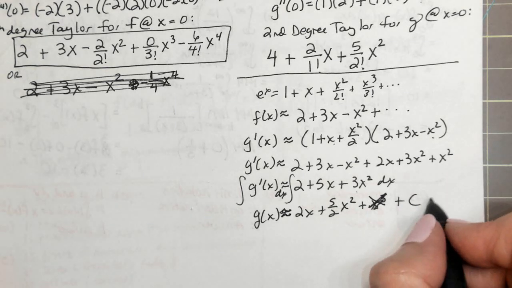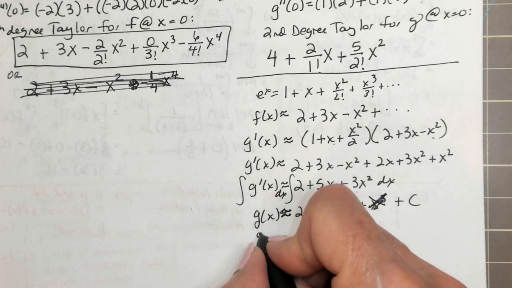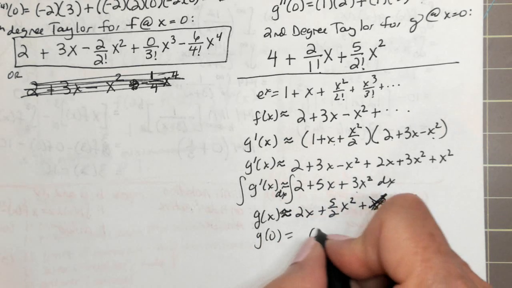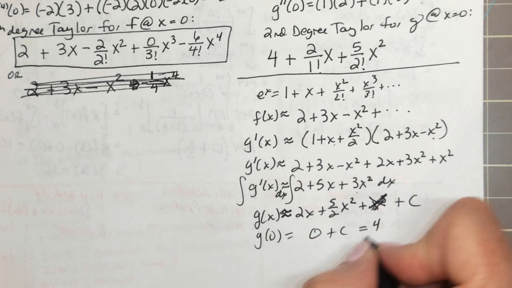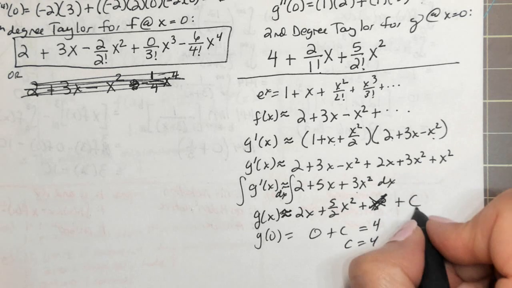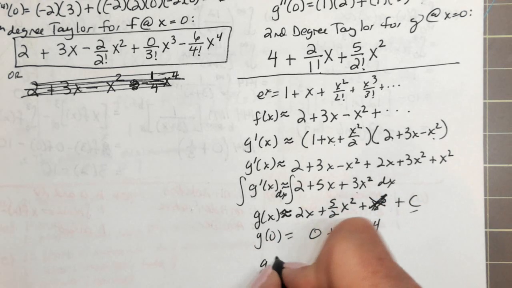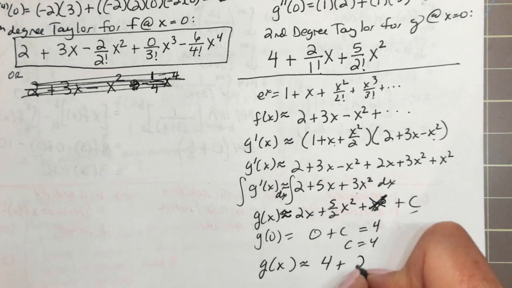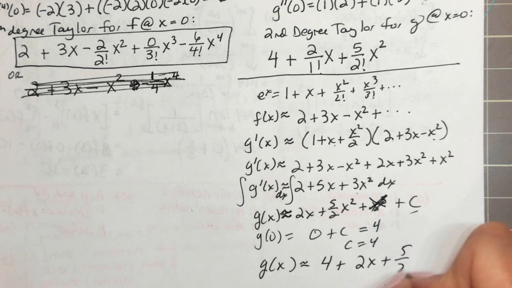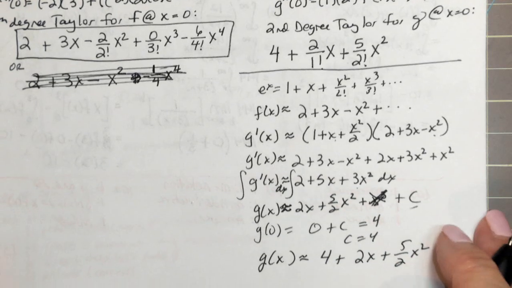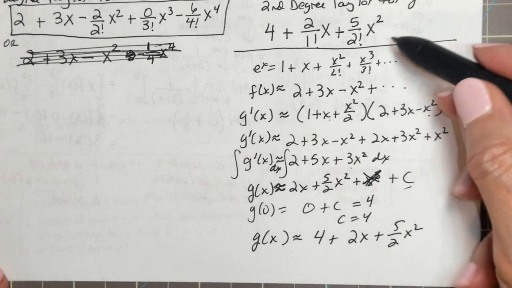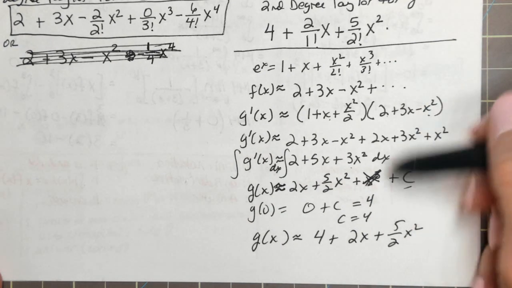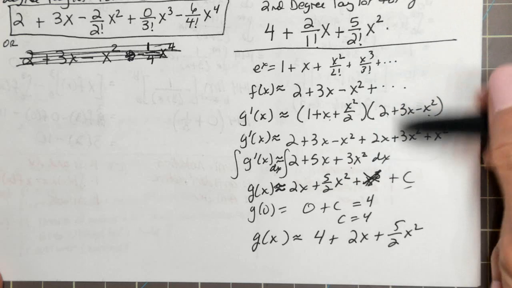They gave me that g of 0 is 4, so g of 0 would be 0 plus c, and that will be 4, so c is 4. I'm going to move c to the front, and I get g of x is 4 plus 2x plus 5 halves x squared, which is exactly what we got when we did it the other way. This way did take significantly longer, though.